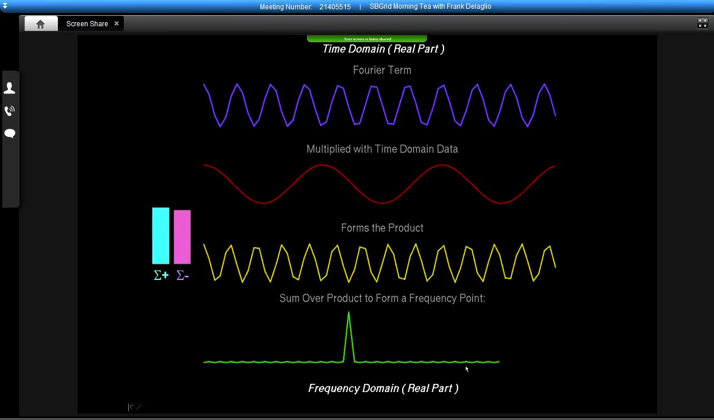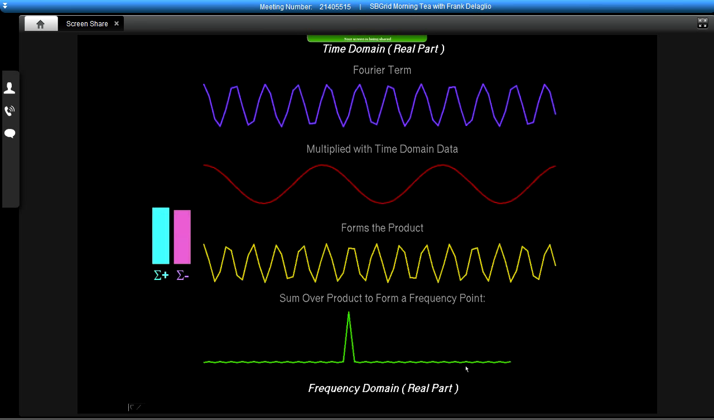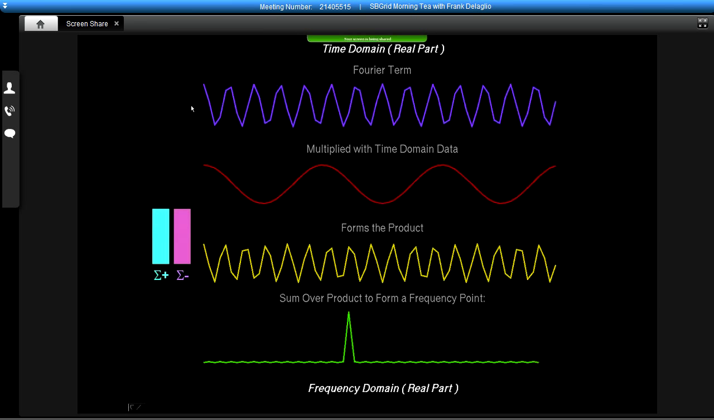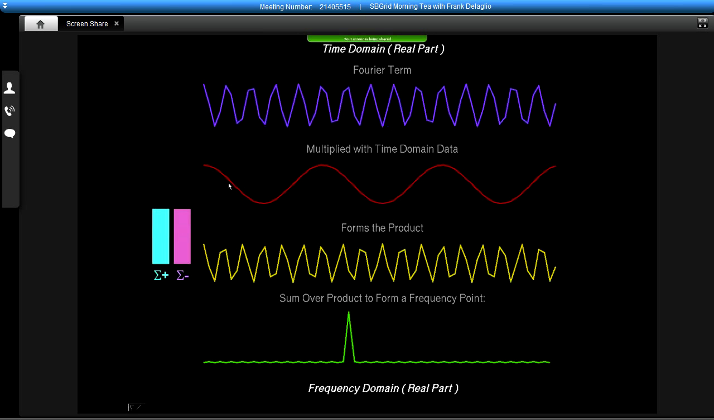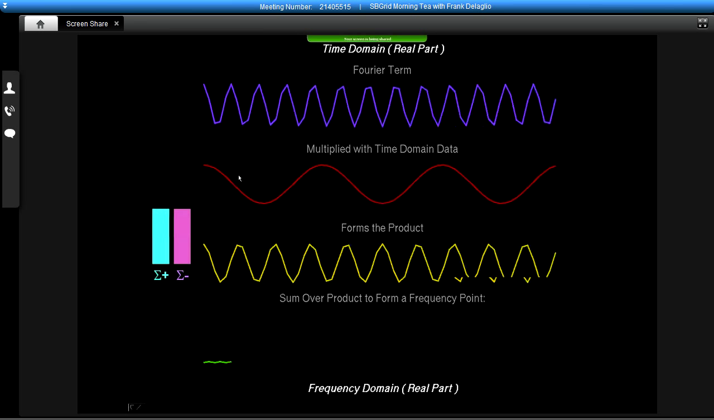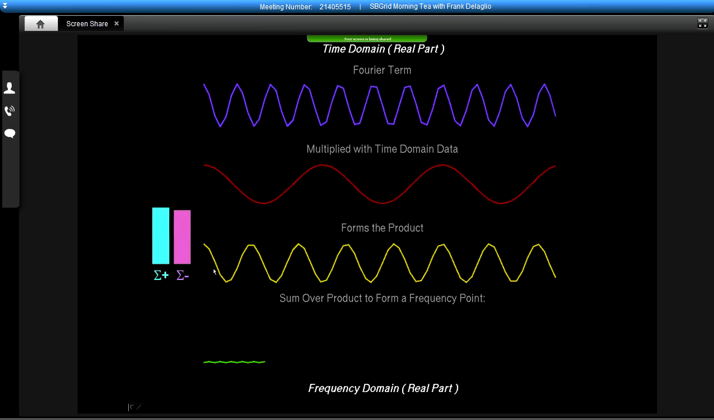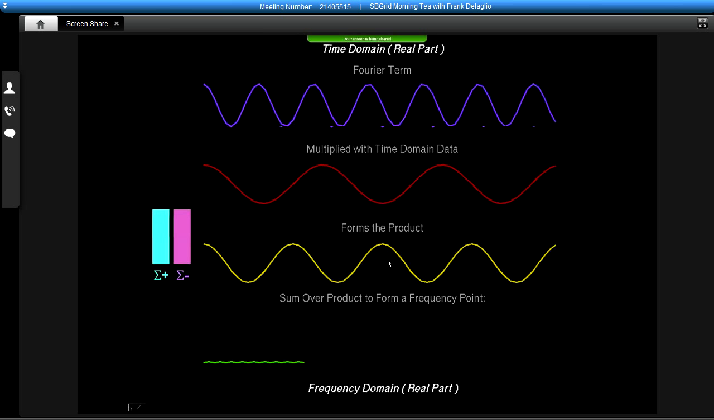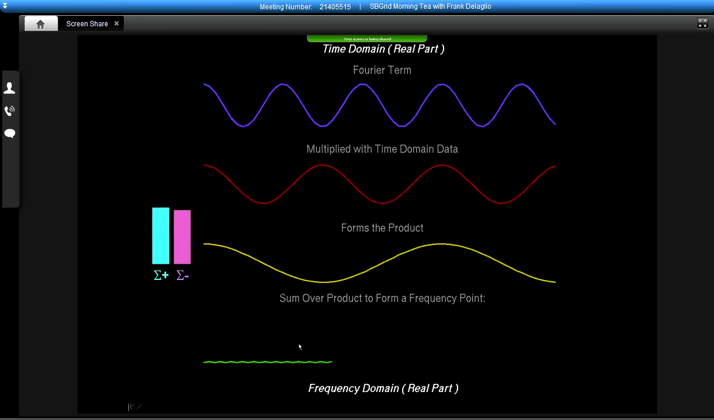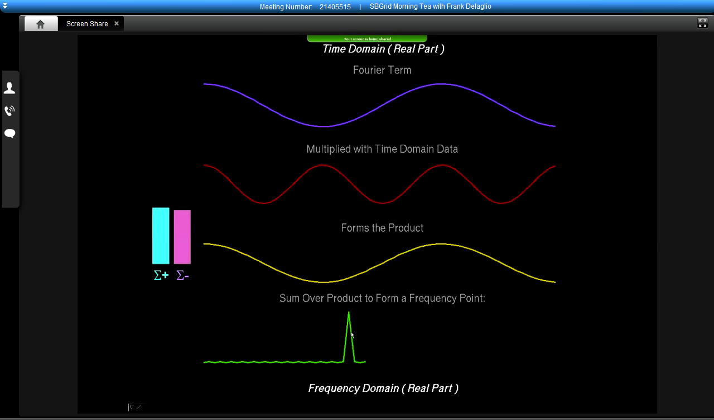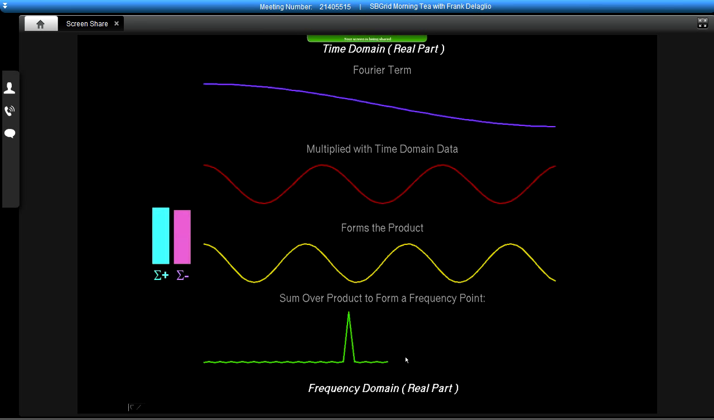And it's only in the cases where the frequency of the Fourier term matches a frequency in the time domain data that we get a product which is predominantly positive or predominantly negative. And therefore, when we sum up all the points, we get a peak in the corresponding position in the spectrum.